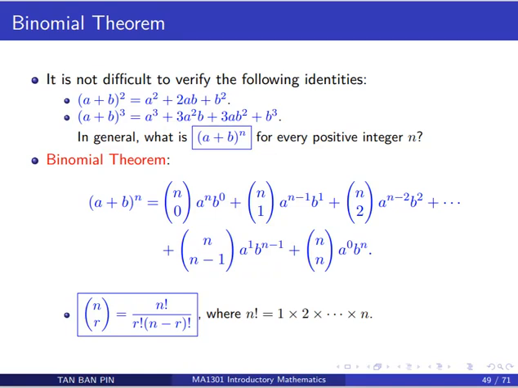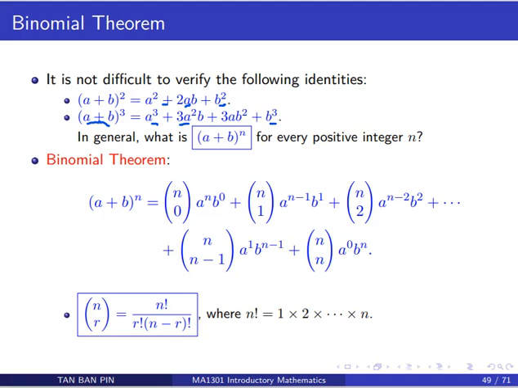We will be looking at binomial theorem. Before that, if you want to expand (a + b) squared, you know that the answer is a squared plus 2ab plus b squared. And if you expand (a + b) cubed, it will give you 4 terms: a cubed, 3a squared b, 3ab squared, and b cubed.